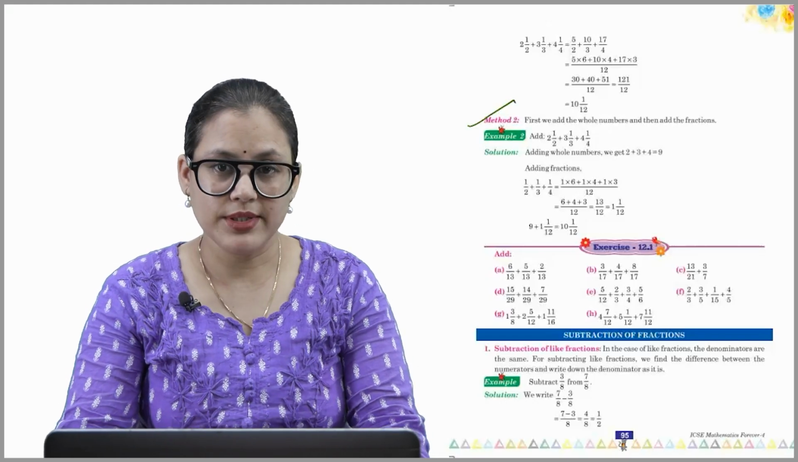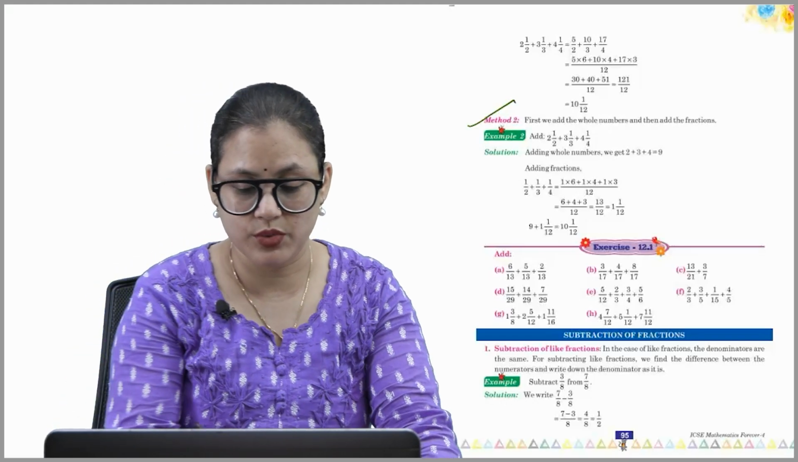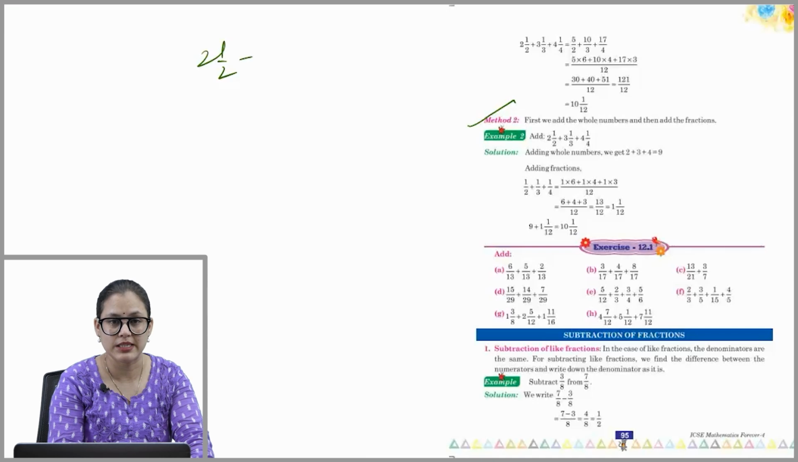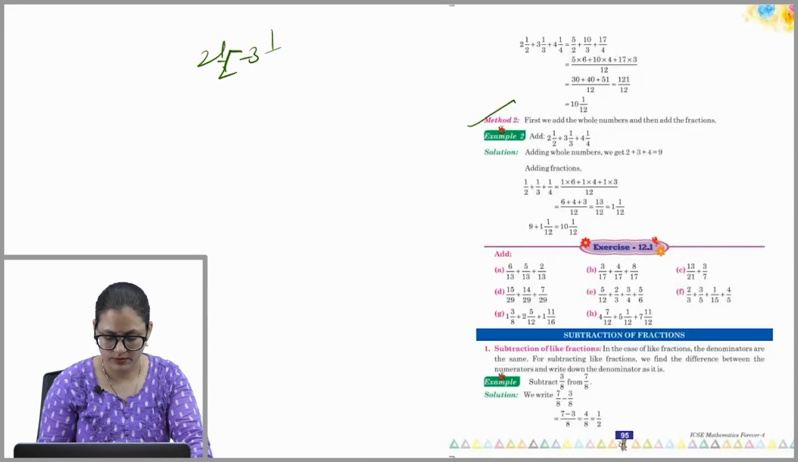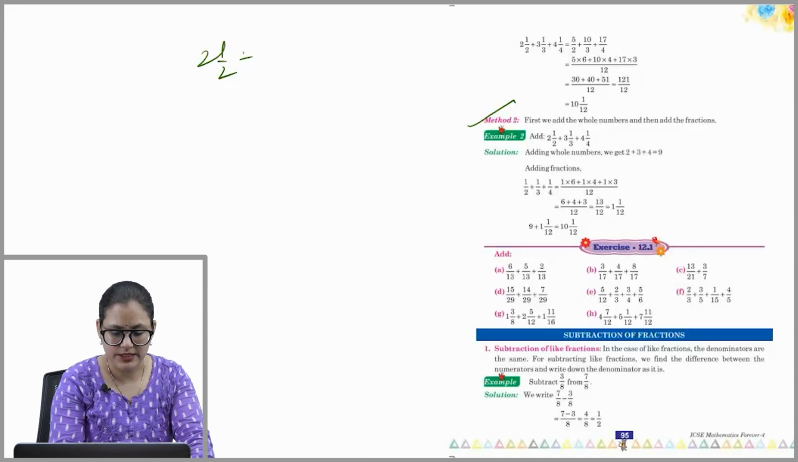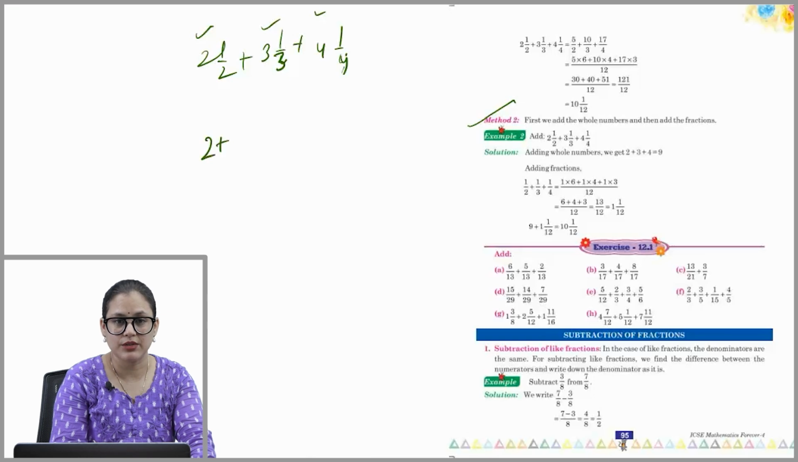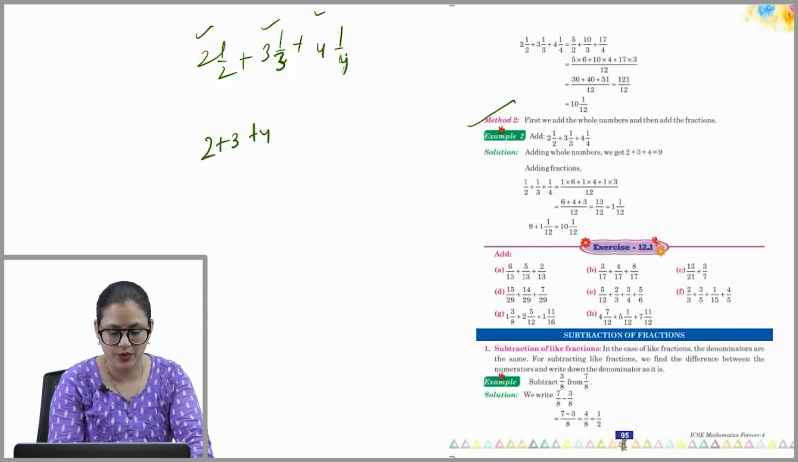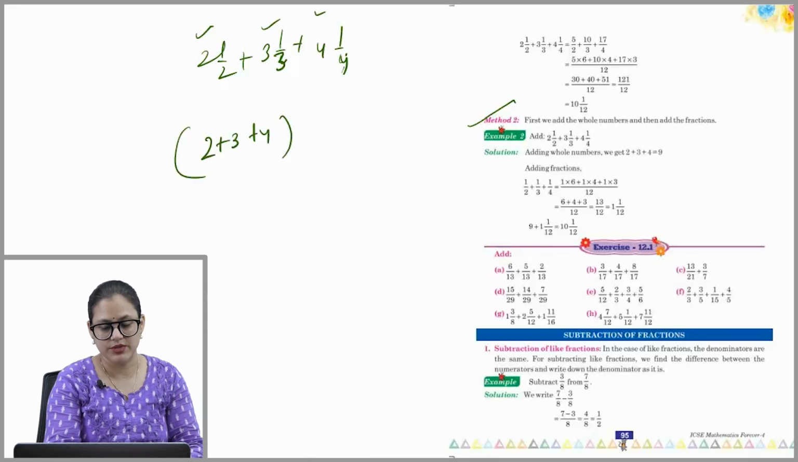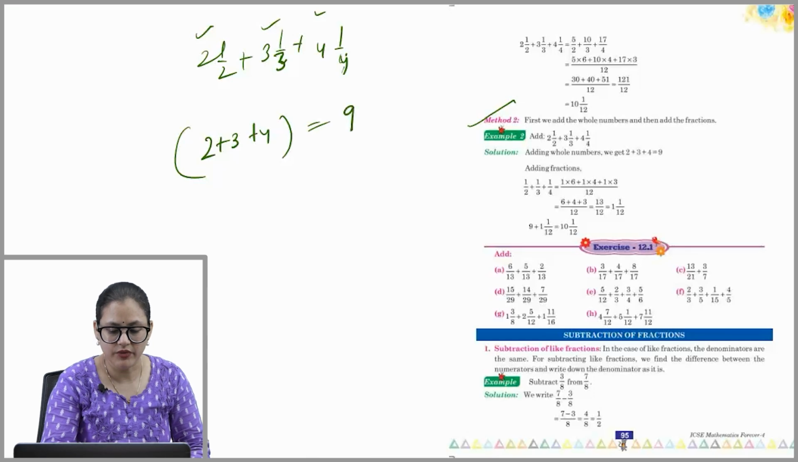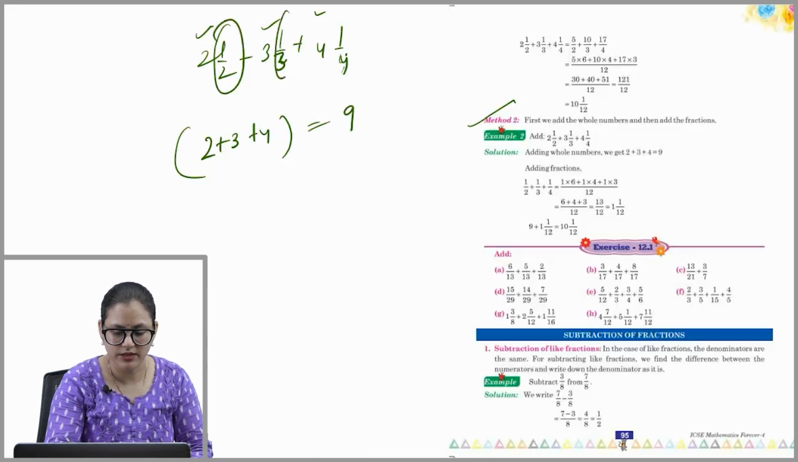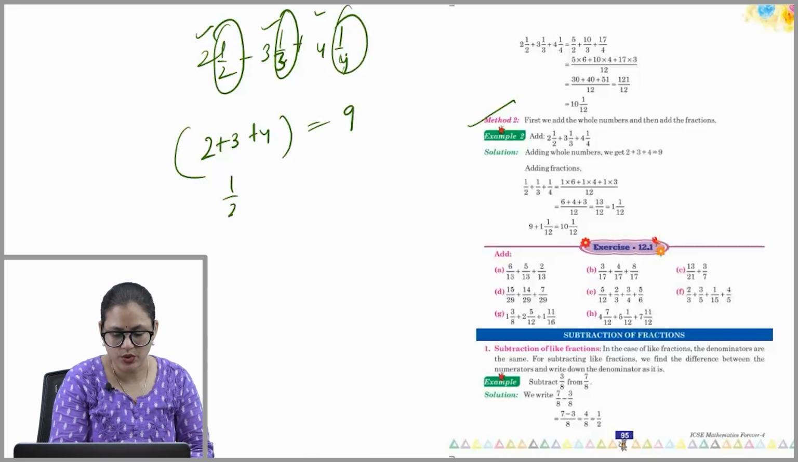First we add the whole numbers and then add the fractions. Okay. So 2 whole 1 by 2 plus 3 whole 1 by 3 plus 4 1 by 4. So first add the whole numbers, 2 plus 3 plus 4, okay, and 2 plus 3 plus 4 is what? 9. Then we will add the fractional numbers, that is 1 by 2 plus 1 by 3 plus 1 by 4.